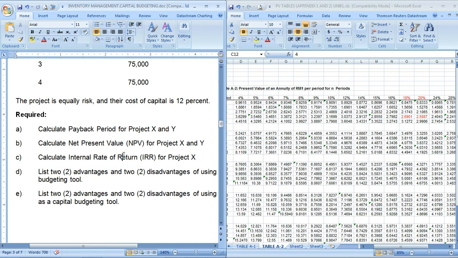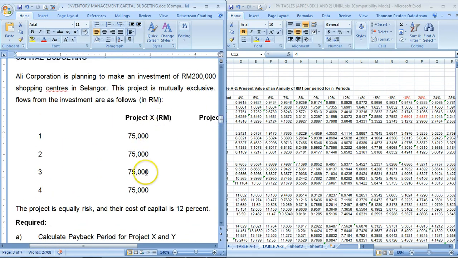It's very important. You need to know the formula of IRR, and for one project only. Remember, IRR, you have to calculate for one project only, which is X. Later I will share how to calculate IRR for project Y, but this question only asks you to calculate for project X. As you can see, project X has a constant cash flow of 75,000 and your initial outlay is 200,000.